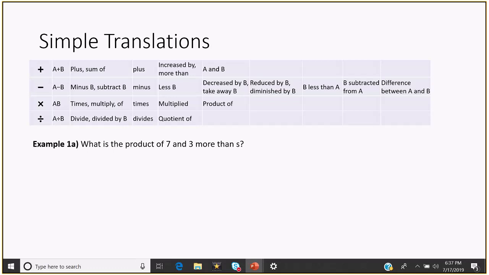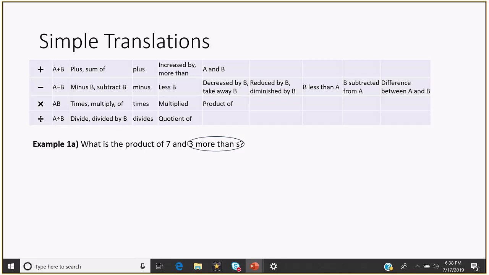first question. I want to translate this. I'm not going to really be doing any math. This is just a starting point. I want to translate this into an expression. So the question is saying, what is the product of 7 and 3 more than s? So I'm going to look up to my table and look at these keywords and notice that I have more than, which is a plus word, and I have product, which is a multiplication word.